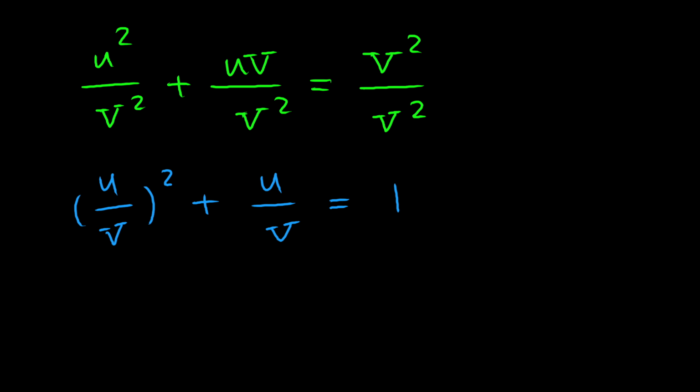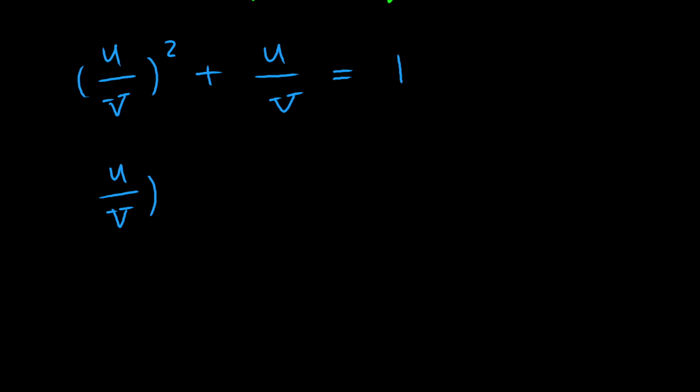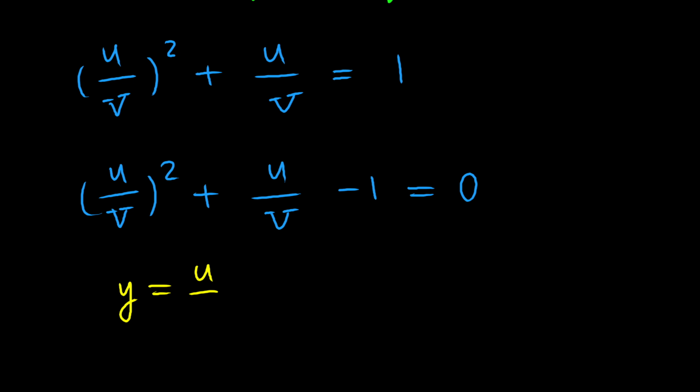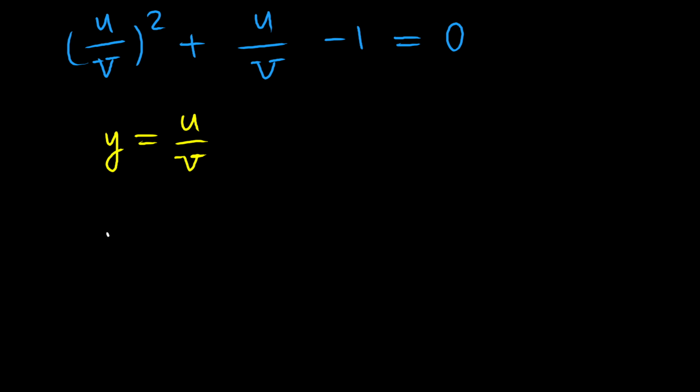At this point, let's go ahead and subtract 1 from both sides to have everything on the same side. So we're going to have u divided by v all squared plus u divided by v minus 1 equals 0. Next, let's go ahead and substitute the quotient u divided by v with y. So in that way, we're going to have a nice quadratic equation. So we're going to have y squared plus y minus 1 equals 0.